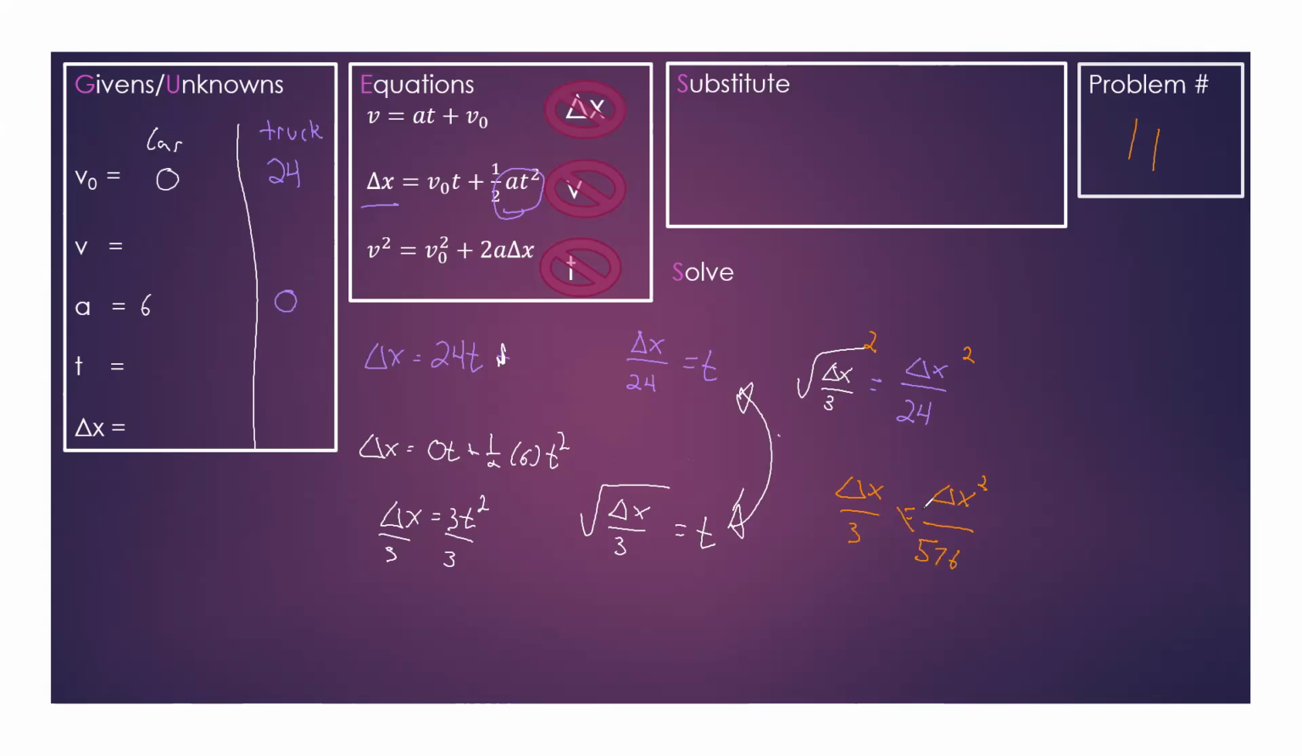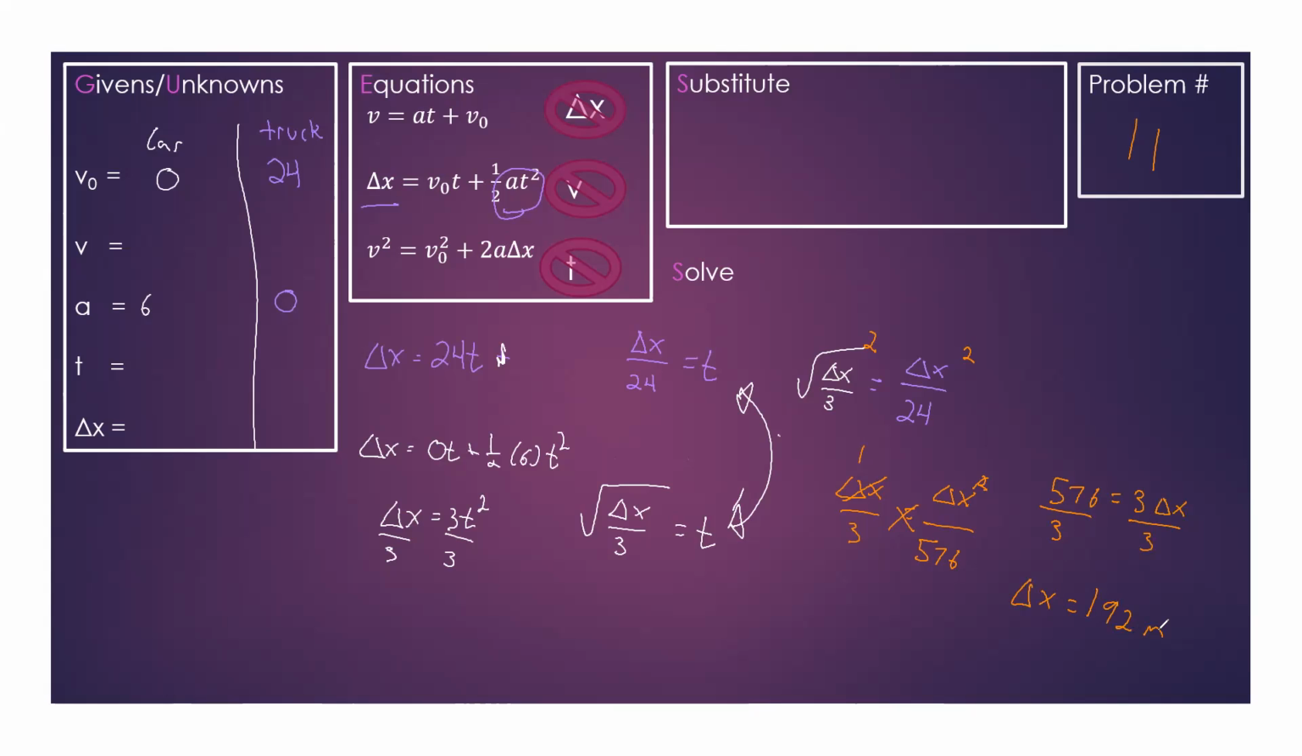Now I'll cross multiply. Well, I can make my life even easier. I can divide both sides by a delta x. So this is just 1 and that's delta x. And now I can cross multiply. So 576 equals 3 delta x. Divide both sides by 3, and delta x is equal to 192 meters.